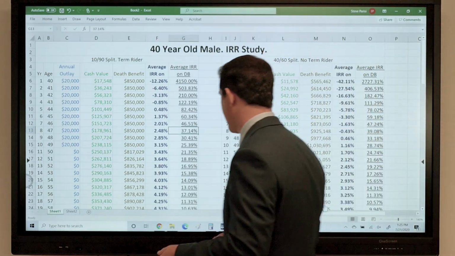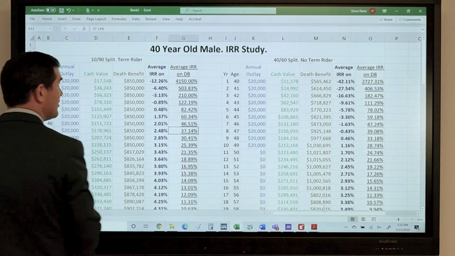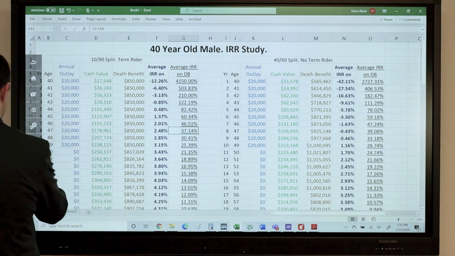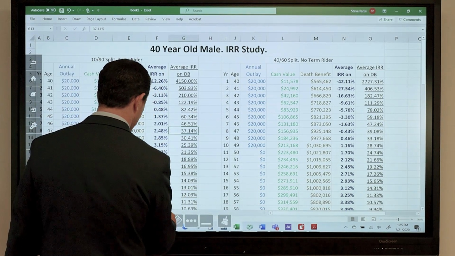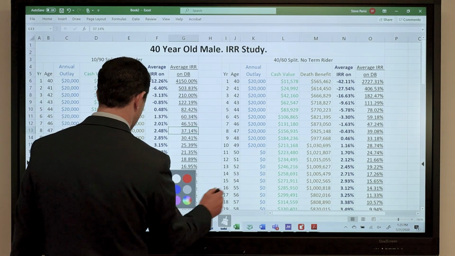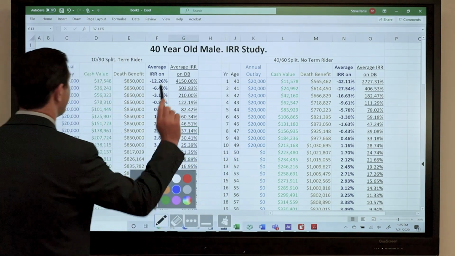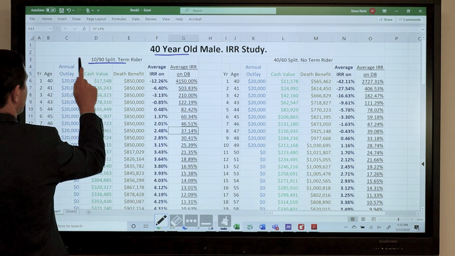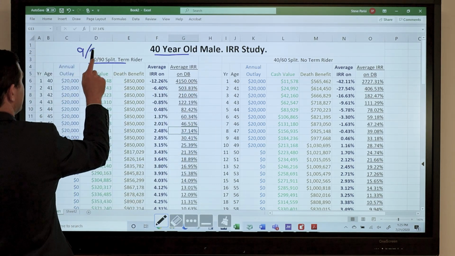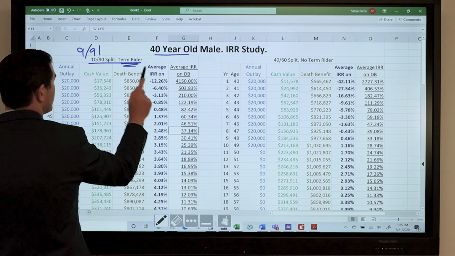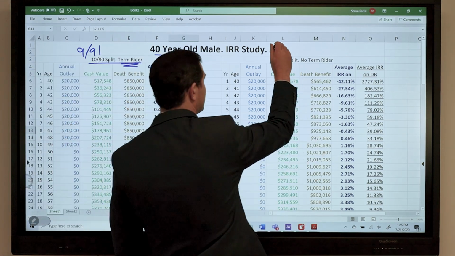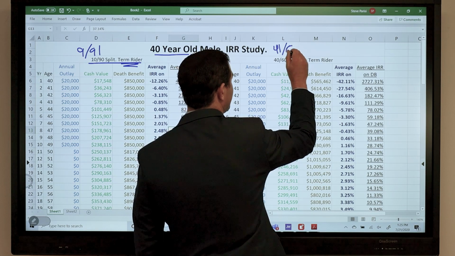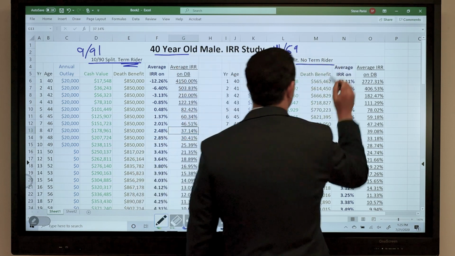So we've got a 40-year-old male, and this is an illustration here, just a basic illustration. We've got the full detailed illustration and all the nuts and bolts in our membership program. But 40-year-old male, 10/90 split, it's actually about a 9/91 with a term rider. And then this one is actually a 41/59 split without a term rider.